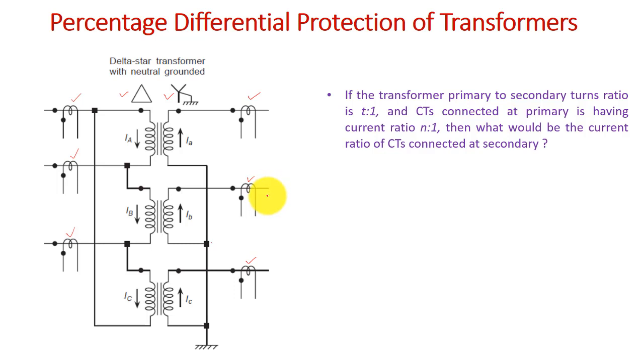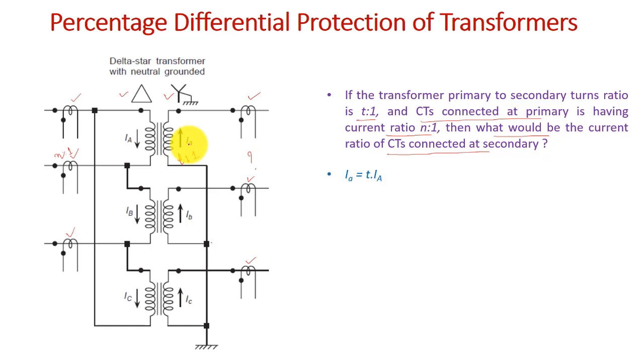So let us first decide the CT ratios. If the transformer primary to secondary turns ratio is given as T is to 1, and the CT connected at the primary has current ratio N is to 1, then what would be the current ratio of the CT connected at the secondary side? If the primary side ratio is N is to 1, what will be the ratio in the secondary side if your transformer ratio is T is to 1? So how will we find this?